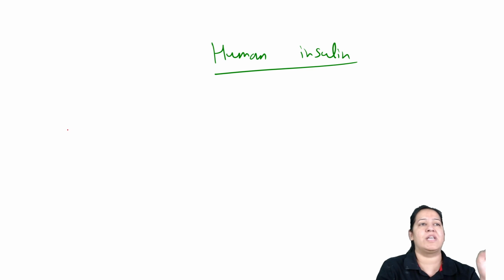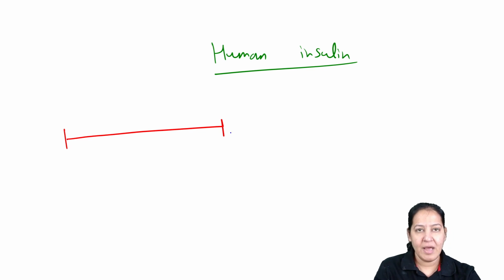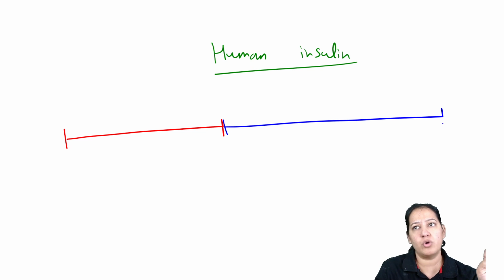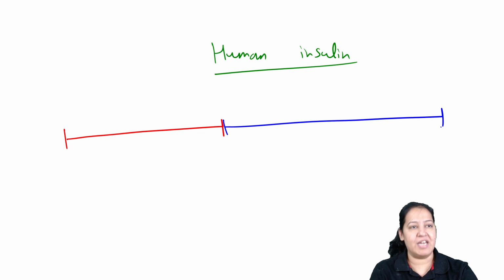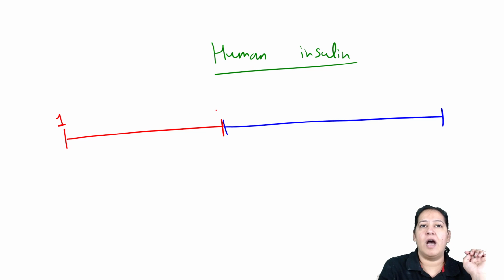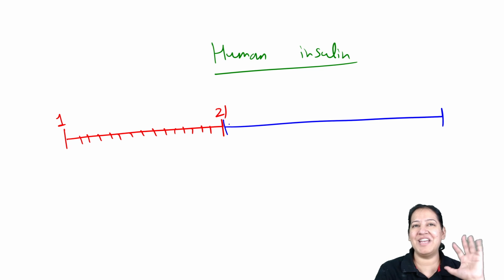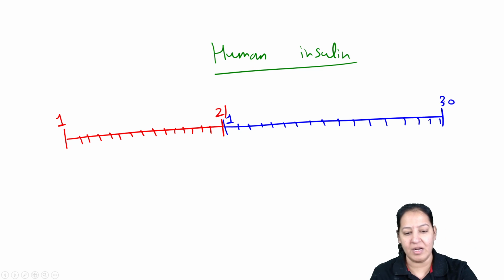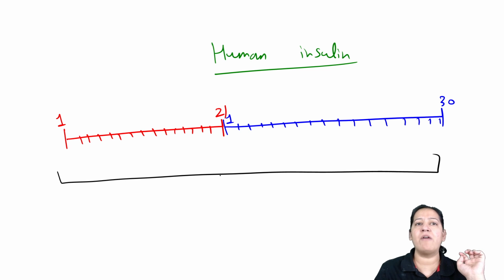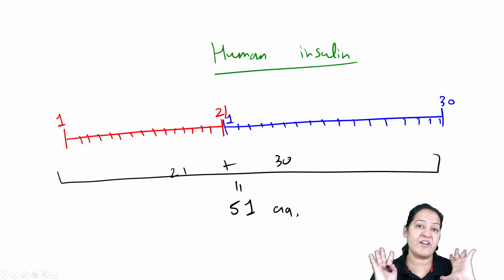Human insulin has two chains. One is alpha, the red one, and one is beta, the blue one. Total two chains. The alpha chain has 21 amino acids, amino acid number 1 to number 21. The beta chain has 30 amino acids, number 1 to number 30. So in short, 21 plus 30 is equal to 51 amino acids in human insulin. This is the diagram of human insulin.